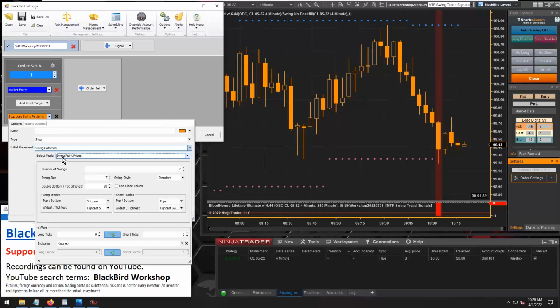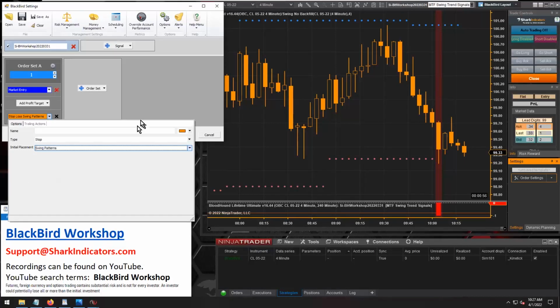And that's what the swing point prices are, right? The swing point price is this option here, the swing highs and lows indicator. And if you look at it, it has all the same properties: number of swings, the swing size, the swing style, right? Standard, Gann, tick, and percentage, and then the double top, double bottom strength there. Those are all the property settings for the swing highs and lows that comes with Bloodhound. So we're going to switch this over to the swing indicator.